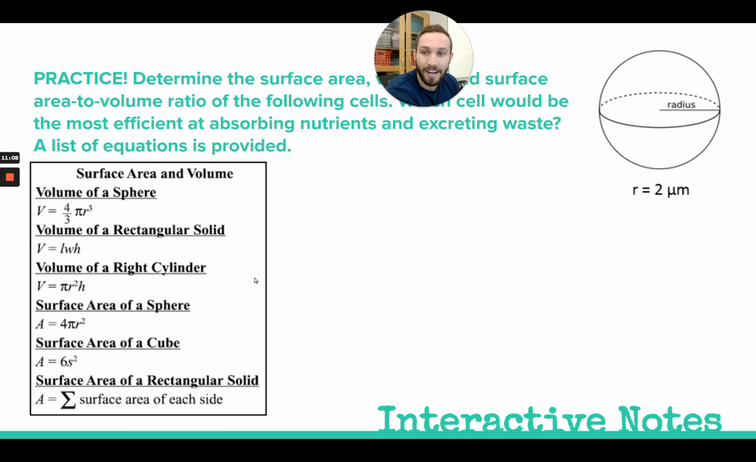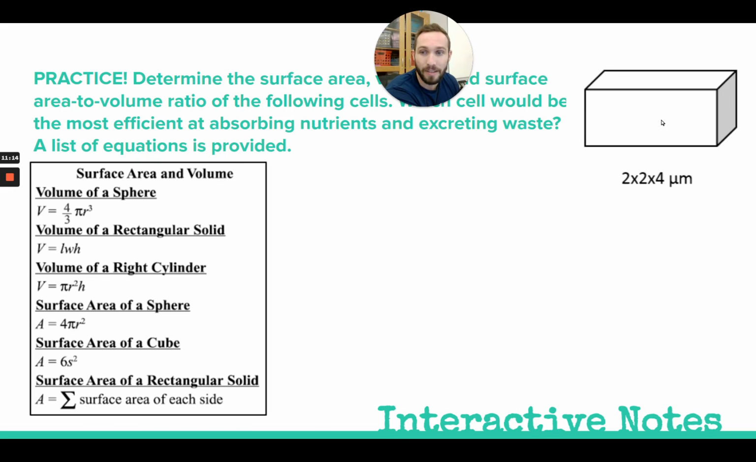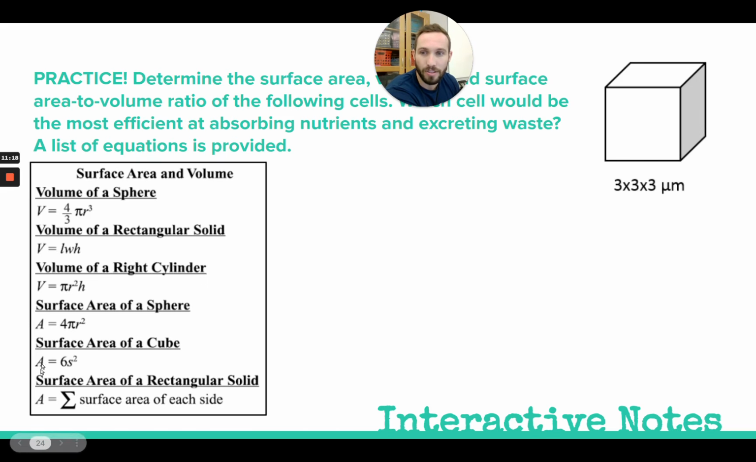And then for the surface area, to find the surface area of a sphere, this is the formula. Figure out what that's going to be. To find the surface area of a cube, you can just do one of these sides is 3 times 3, so that would be 9. That's the area of this side, and then you just times it by 6, or just follow what this formula is saying.